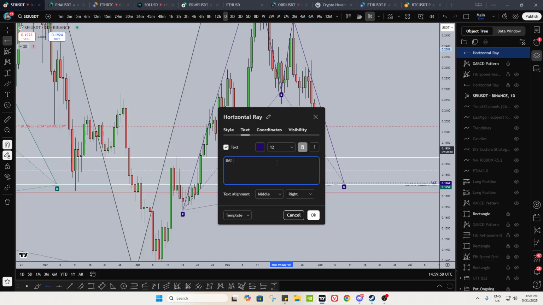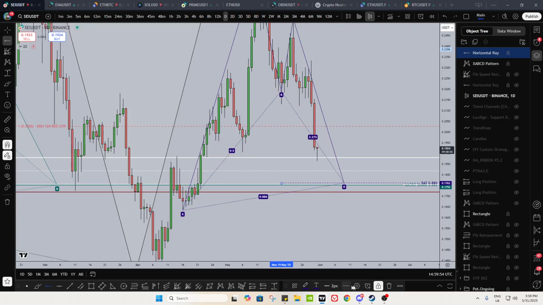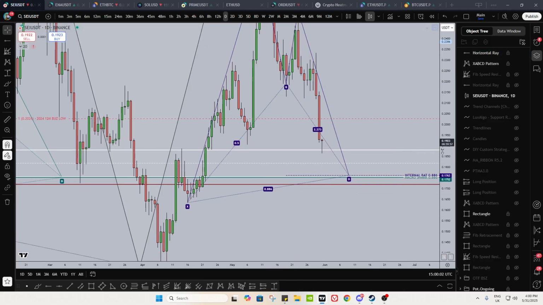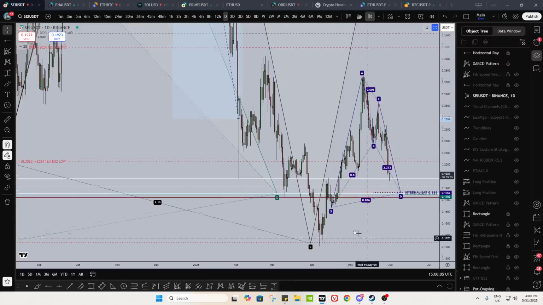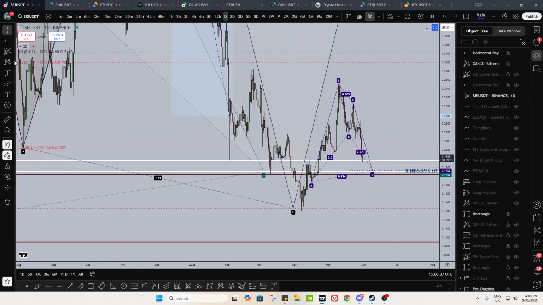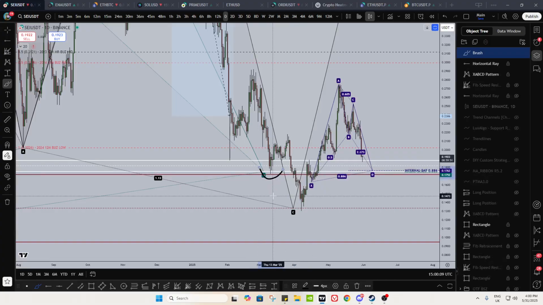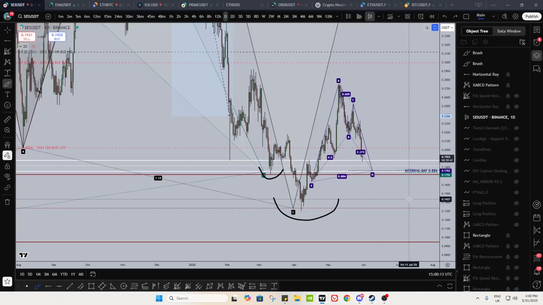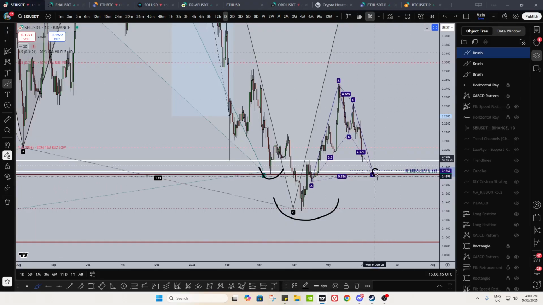So this is your bat 0.886, or rather, so I don't get it mixed up, this is your internal bat 0.886. And then if this is lost, then we can go and put the external on, right? But I would not want this lost. Again, what I would want to see is some sort of macro cumulative structure to absolutely just send it, right? So for now, that'd be the nice PRZ for us.